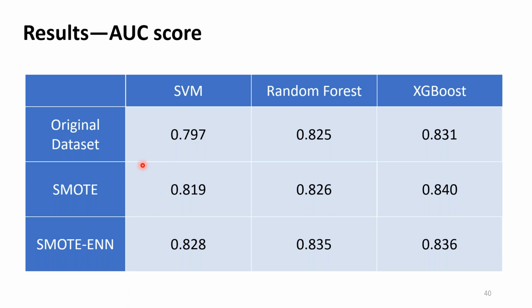But when we use SMOTE and SMOTE-ENN, all the classifiers achieve high levels of AUC score, I mean over 0.8 here. Among the classifiers, XGBoost achieved the highest AUC score. However, the differences from support vector machines and random forests are not so large. I mean, all the classifiers show a good performance in this data.